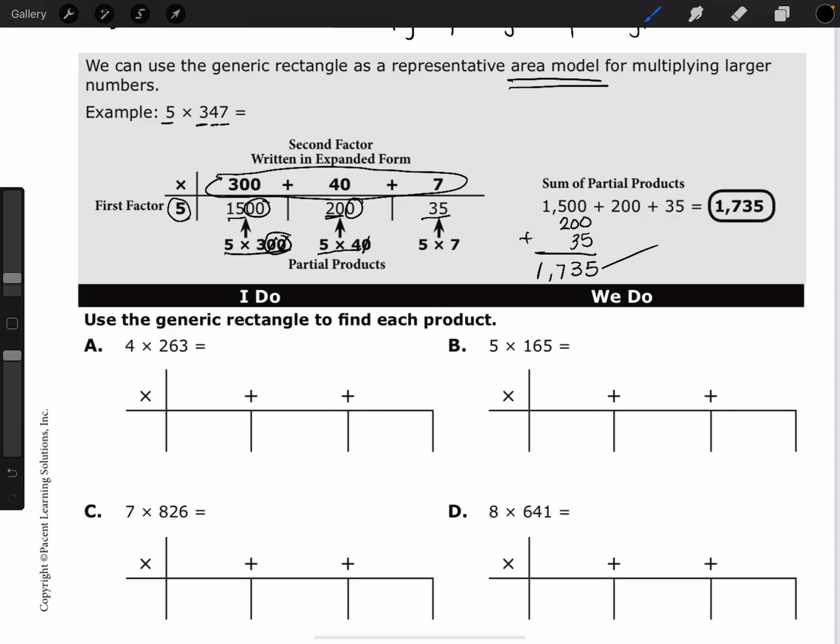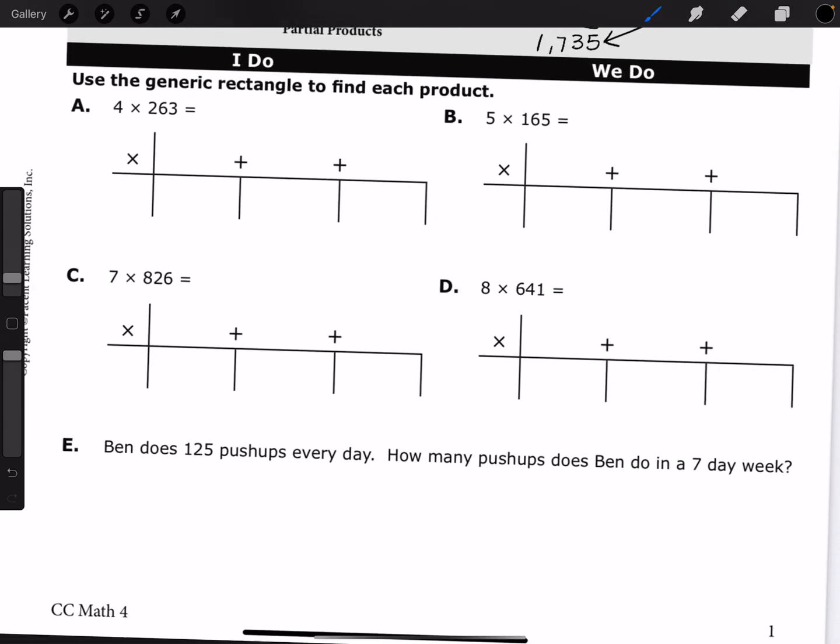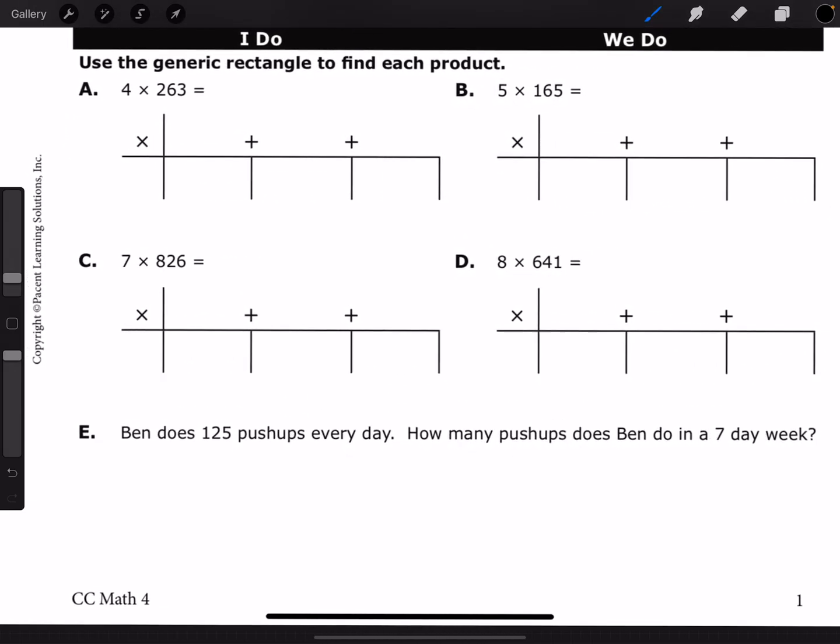So does this and this have the same answer? It does. Make sure you check those answers. It'll help you greatly. Mrs. Boynton makes so many mistakes. All right, so we're going to go straight to our A.